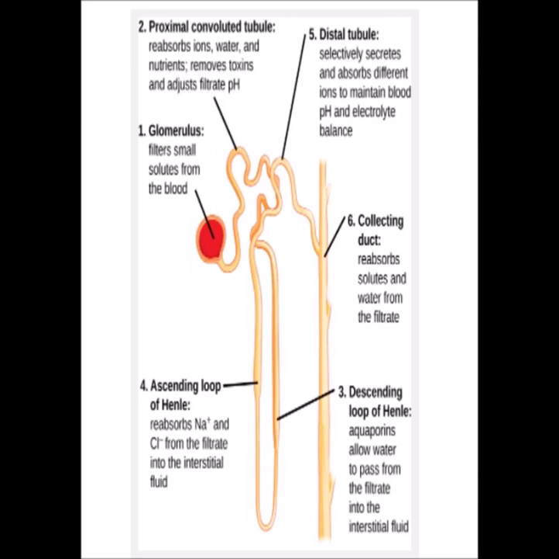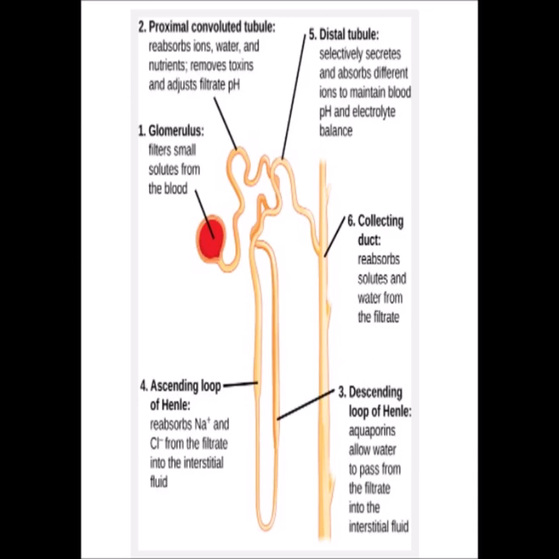Number two is the proximal convoluted tubule that reabsorbs ions, water, and nutrients from the filtrate into the interstitial fluid and actively transports toxins and drugs from the interstitial fluid into the filtrate. The proximal convoluted tubule also adjusts blood pH by selectively secreting ammonia into the filtrate, where it reacts with hydrogen to form ammonium. The more acidic the filtrate, the more ammonia is secreted.